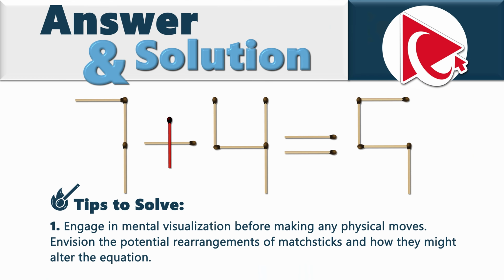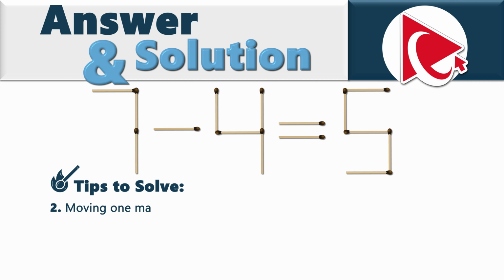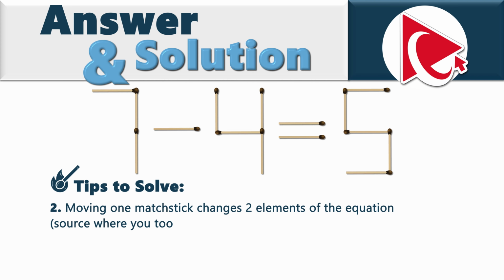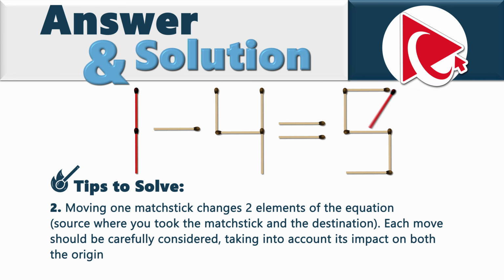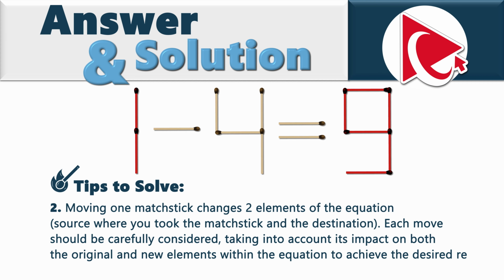The most important consideration here, which makes this problem so challenging, is that moving 1 matchstick changes 2 elements of the equation: the source, where you took the matchstick from, and the destination. This is why each move should be carefully considered, taking into account its impact on both the original and new elements within the equation to achieve the desired result.